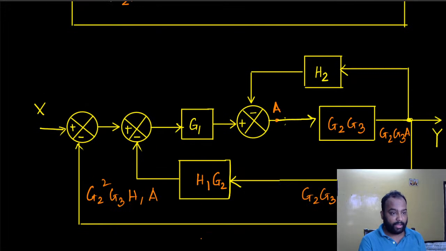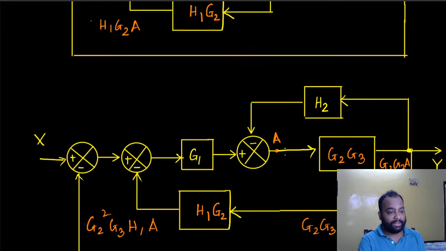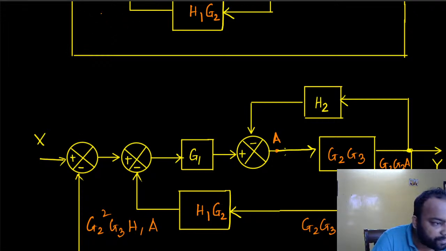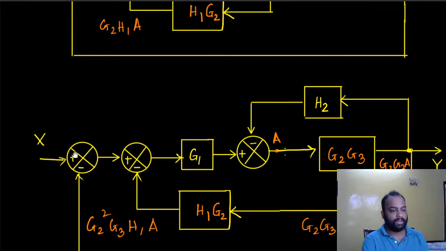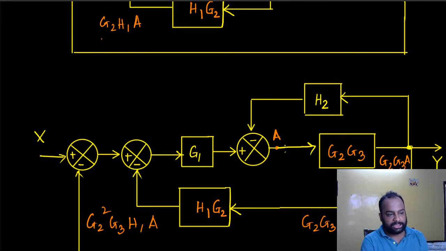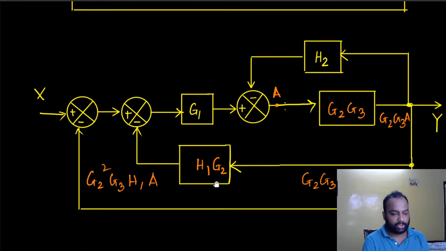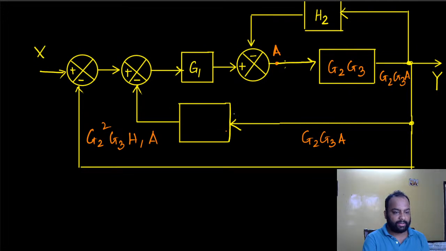Wow. But what I really want is for this to be H1 G2A. I want that. So I want this transfer function to have become something such that the output here is G2 H1A. Right? I want this transfer function to have become something such that the output is G2 H1A. So let me simplify this even further.